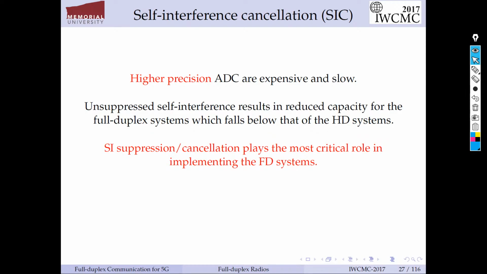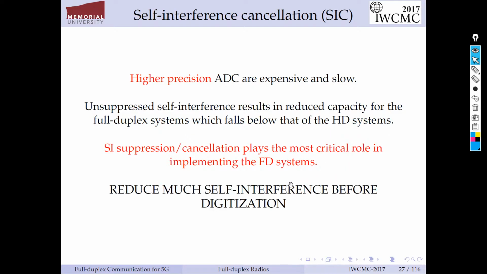Unsuppressed self-interference results in reduced capacity for the full duplex system, which falls below that of the half duplex system. So we have self-interference suppression. Cancellation plays the most critical role in implementing the full duplex system. The technique that you use in self-interference cancellation is very critical, and we need to be very careful with that.